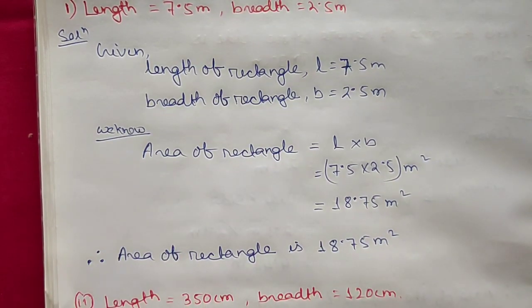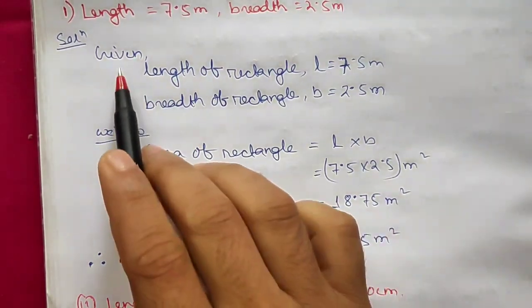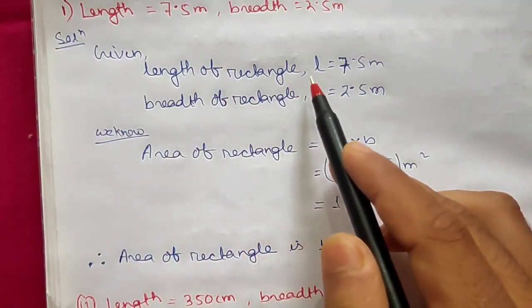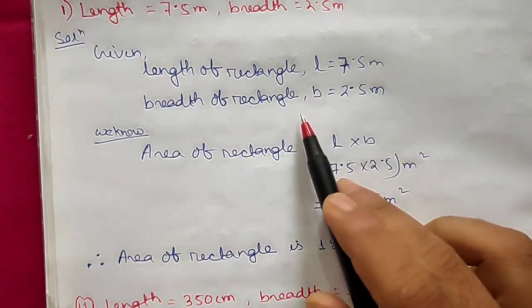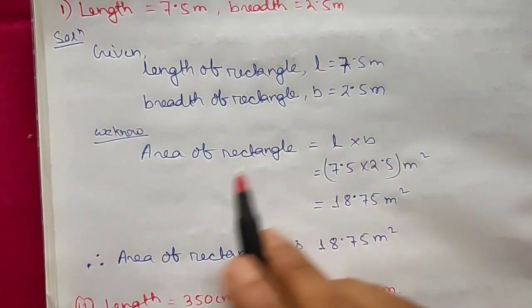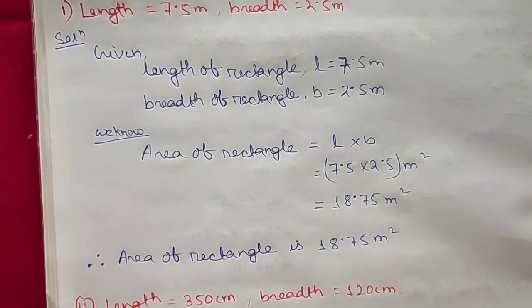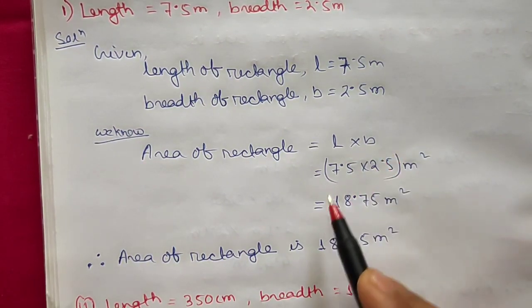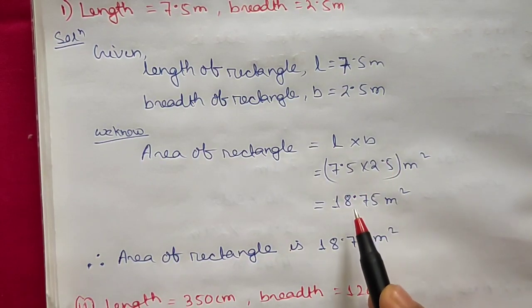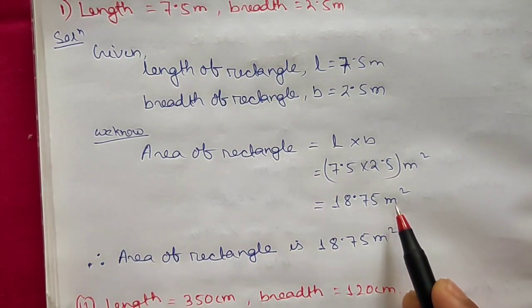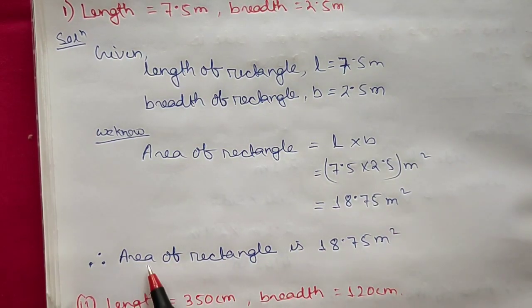In this case, the information given in the question is length and breadth of the rectangle. So here length of the rectangle L equal to 7.5 meter, breadth of the rectangle B equal to 2.5 meter, and we know area of the rectangle equal to length into breadth. So length is 7.5, breadth is 2.5, so we have to multiply length with breadth. So we got 18.75, and the unit will be meter square. Therefore the conclusion, we have to write like this: area of the rectangle is 18.75 meter square.